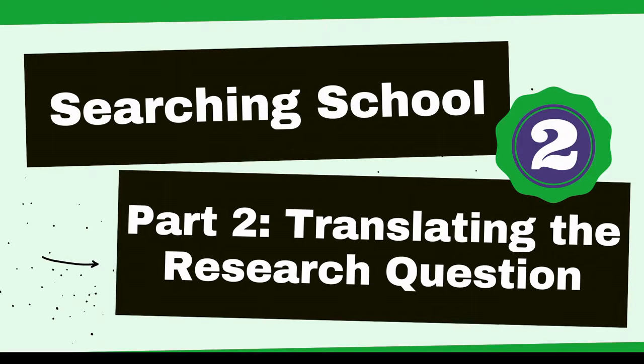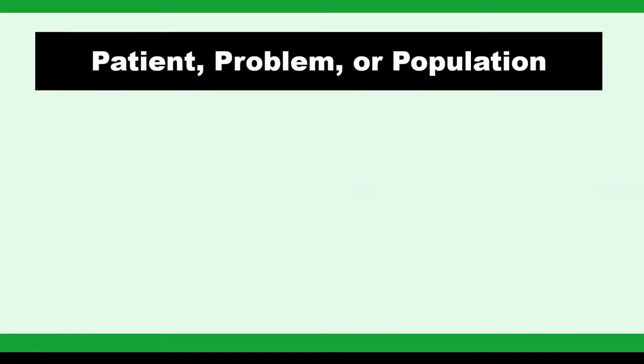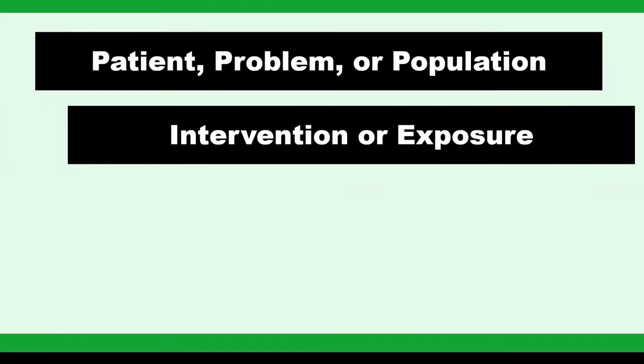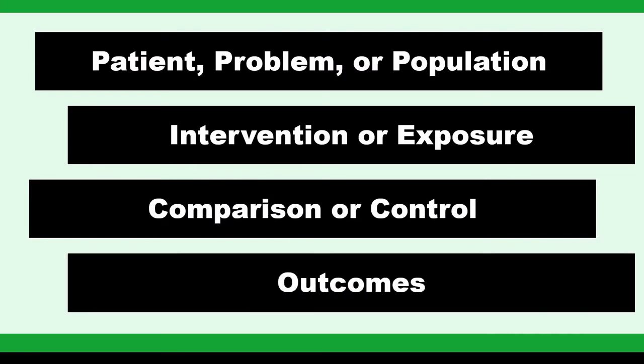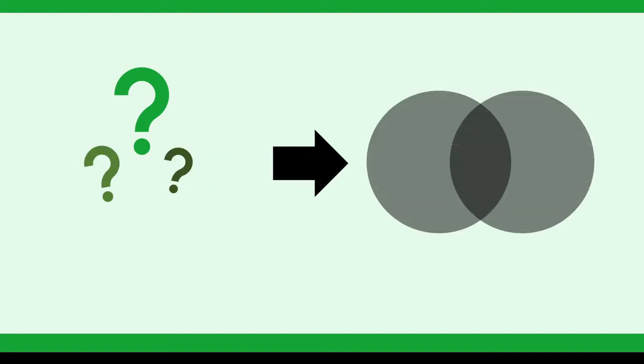Hi, it's Carrie. In part 2 of Searching School, we're going to talk about the translation of the research question into an effective search. You may have a PICO framework in mind. Remember that PICO stands for patient, problem, or population, intervention or exposure, comparison or control, and outcomes. Or your topic may not lend itself to a PICO framework. That's okay too, but either way, you'll need to appropriately translate the major elements of your topic into viable search concepts. Let's look at a few examples.